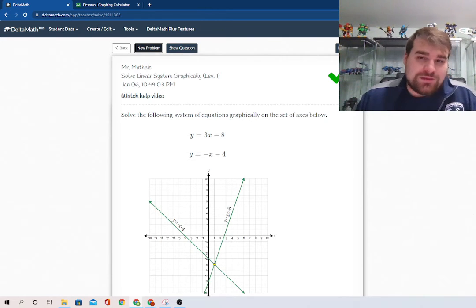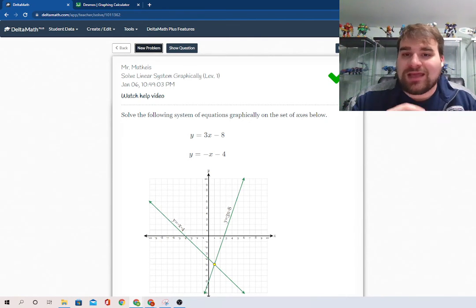So that's the big thing you want to know on these, is that you need to graph both lines and then identify the coordinate where they intersect, and that ordered pair is the solution, or the x value and y value to the system.